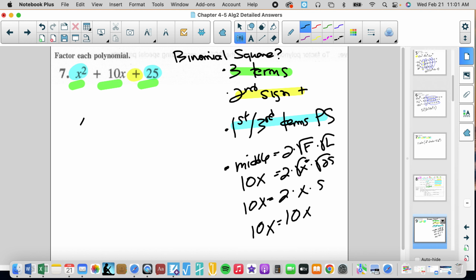So I know that it's going to be a binomial square. This sign will go in here. That's going to be that sign. And then we take the square root of the first, so we get x, and we take the square root of the last, which is 5. And that's my answer: x plus 5 quantity squared.